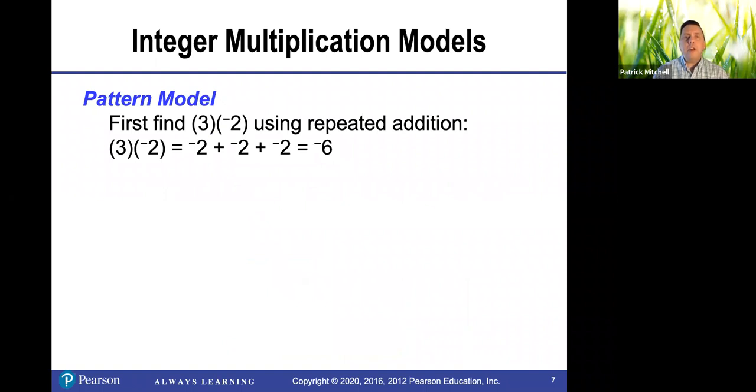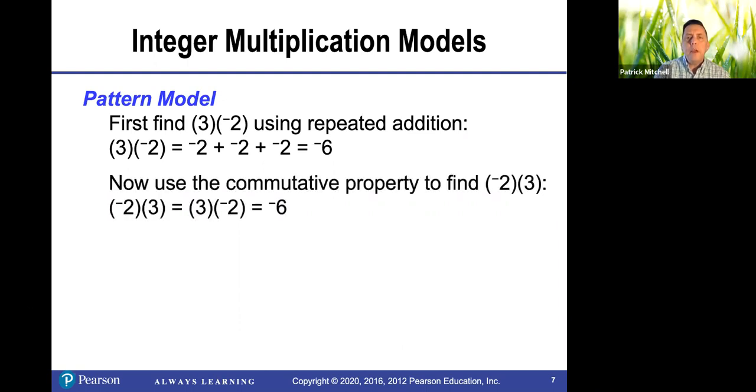Another way to illustrate integer multiplication is by looking at a pattern. First, find 3 times -2 using repeated addition. So 3 times -2 means -2 plus -2 plus -2, which is -6. Now use the commutative property to find -2 times 3. -2 times 3 is the same thing as 3 times -2. So that's also -6.